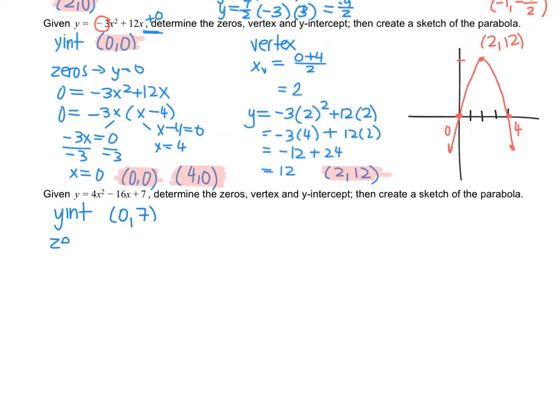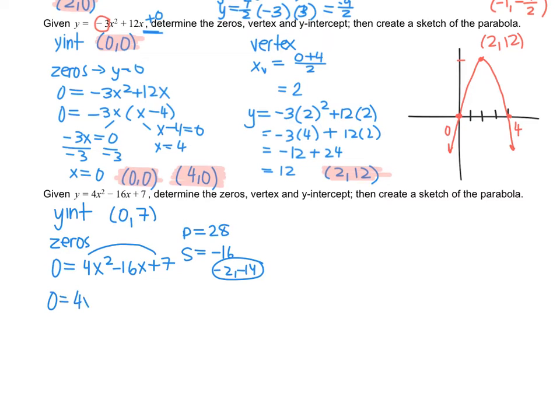For the zeros, I'm going to set my equation equal to 0. And now I'm going to factor. Now, there is no common factor here, so we're going to do decomposition. So you're going to need two numbers that have a product of 4 times 7, which is 28, and a sum of negative 16. And both my numbers should be negative, and it's going to be negative 2 and negative 14 for the magic numbers.